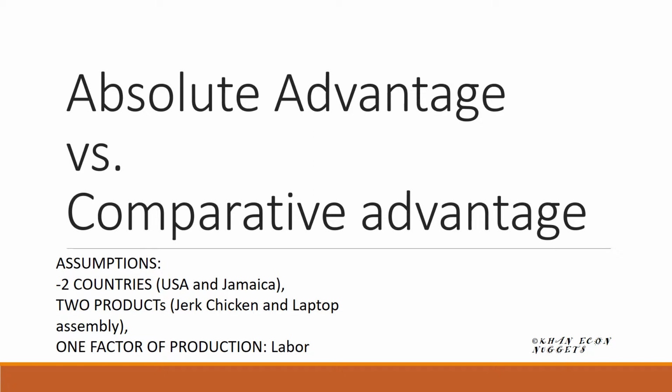Today I'm going to discuss the concept of absolute advantage versus comparative advantage. The underlying assumptions I'll be making are as follows. Two countries, two products, and one factor of production, that's labor. So this two product, two country, one factor of production world keeps it simple so that we can explain those concepts in a simpler way. And once we understand it in a simpler way, we can apply it in a more than two countries as well as more than two products world, right?